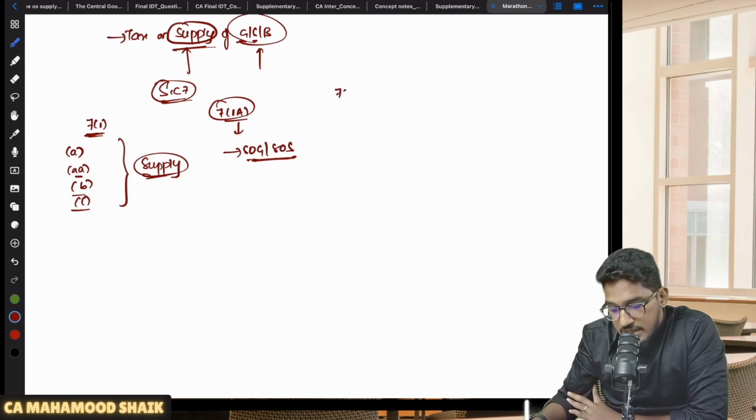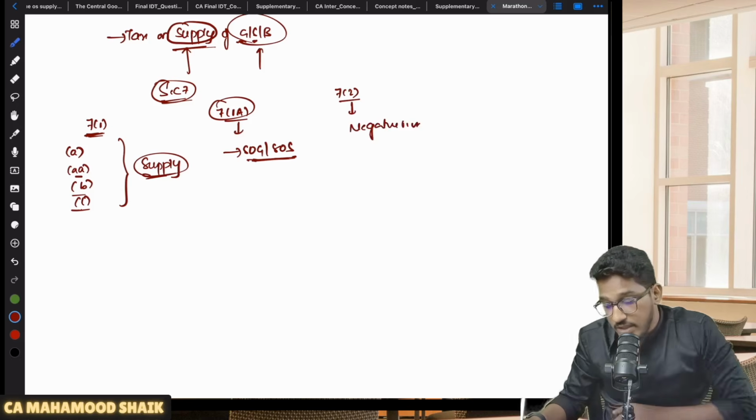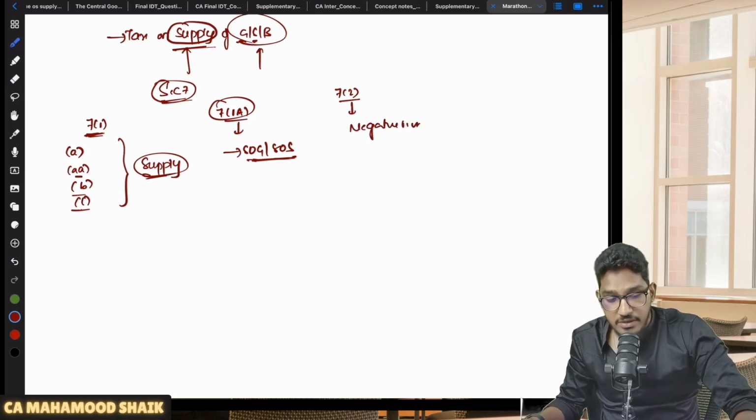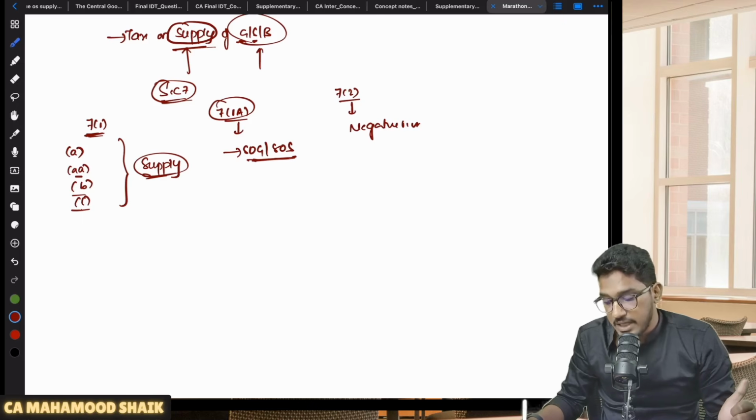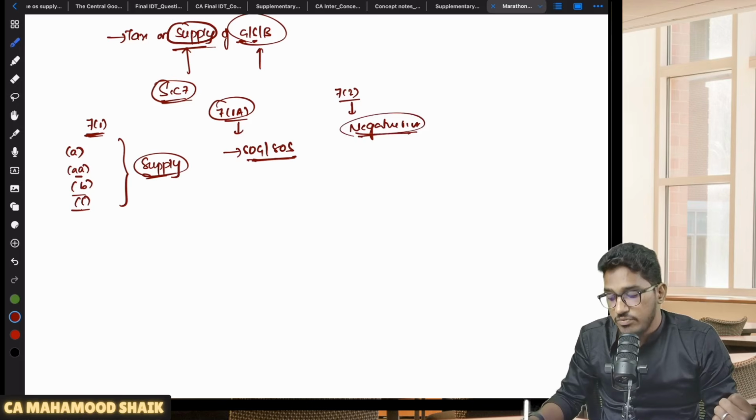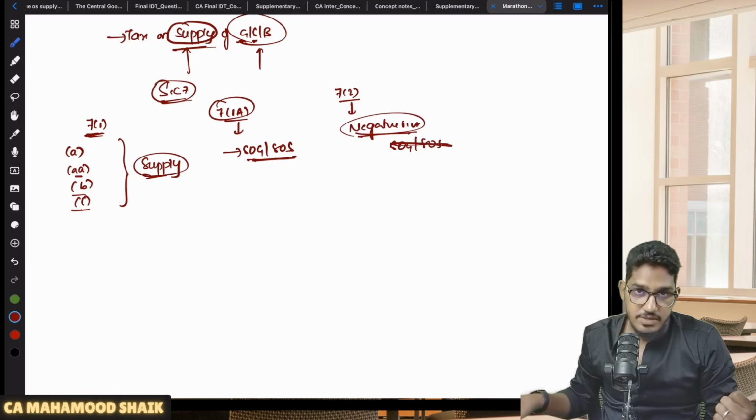Thereafter, we have something called section 7, subsection 2, which I call the negative list. That means even though in some circumstances all the conditions are fulfilled, under section 7 subsection 2 they have told us that there are certain activities which will neither be considered as supply of goods, nor will they be considered as supply of services.